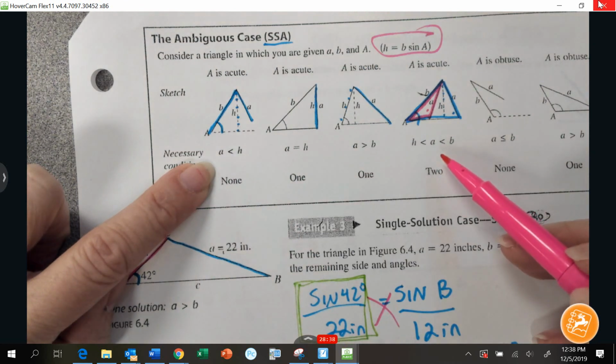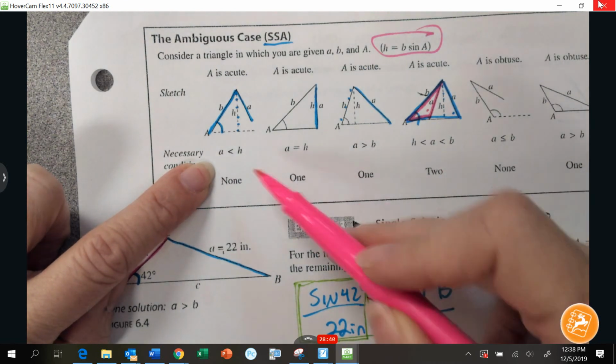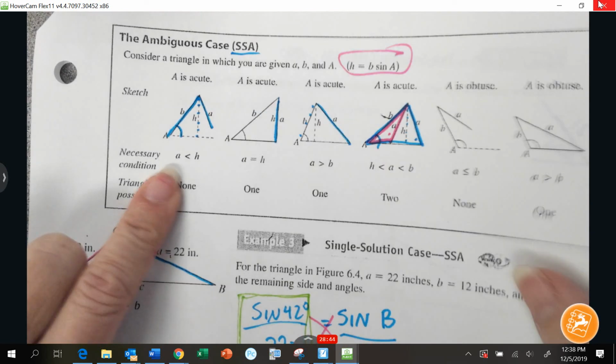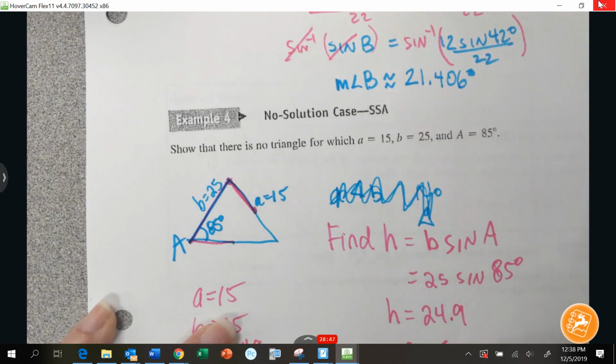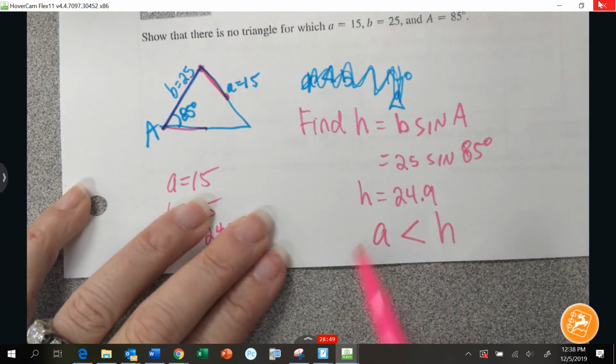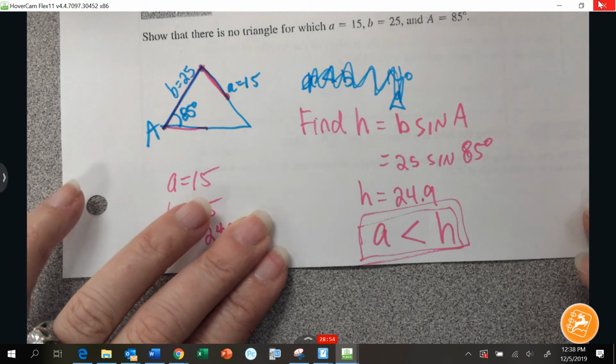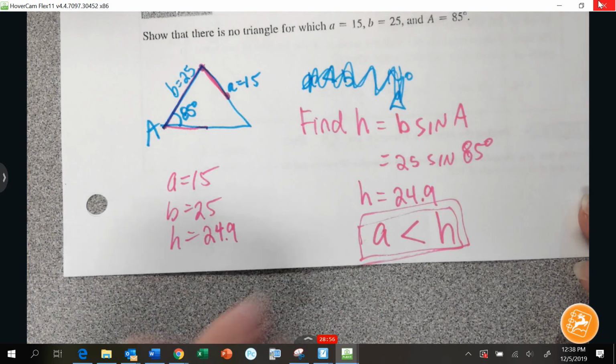Here, this says A is greater than H. Here it says A is equal to H. No, A is less than H. So it's actually this reason why. That's my reason that these cannot be a triangle. Sorry about that quick little mistake. I'm trying to hurry. That's the problem.